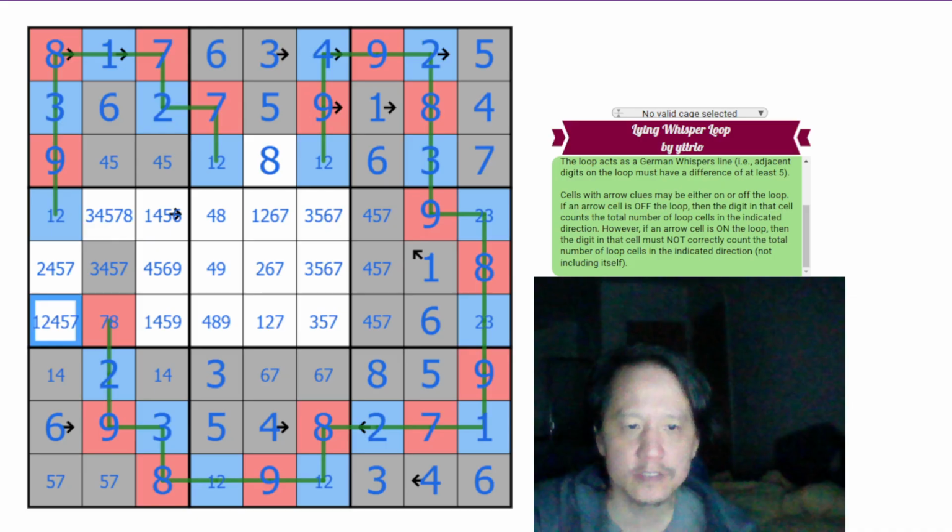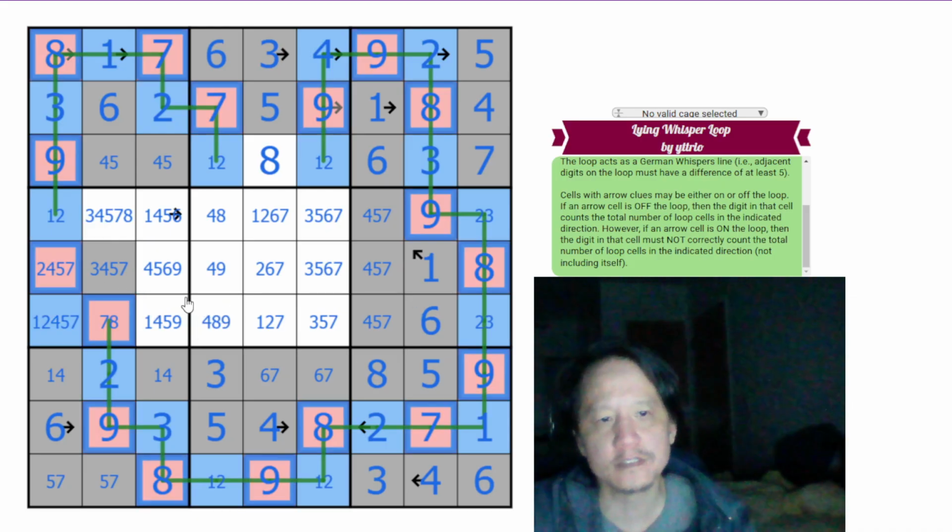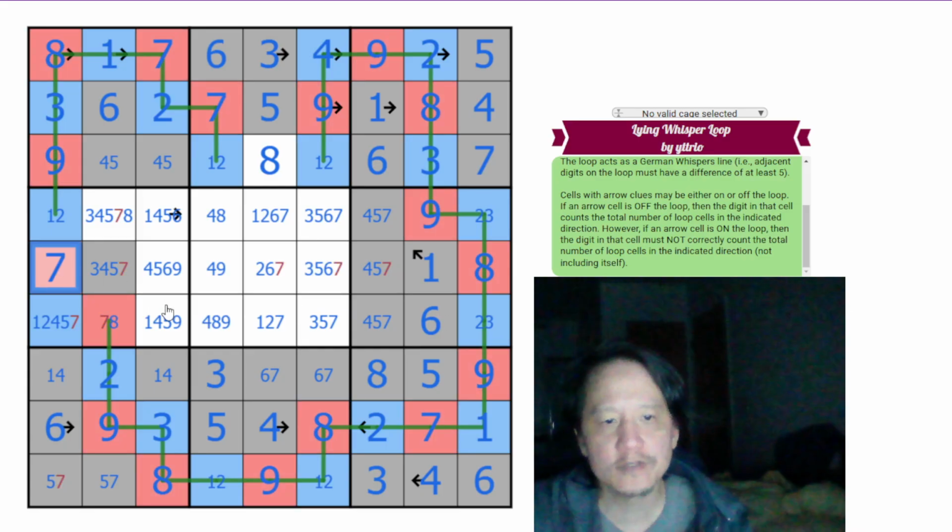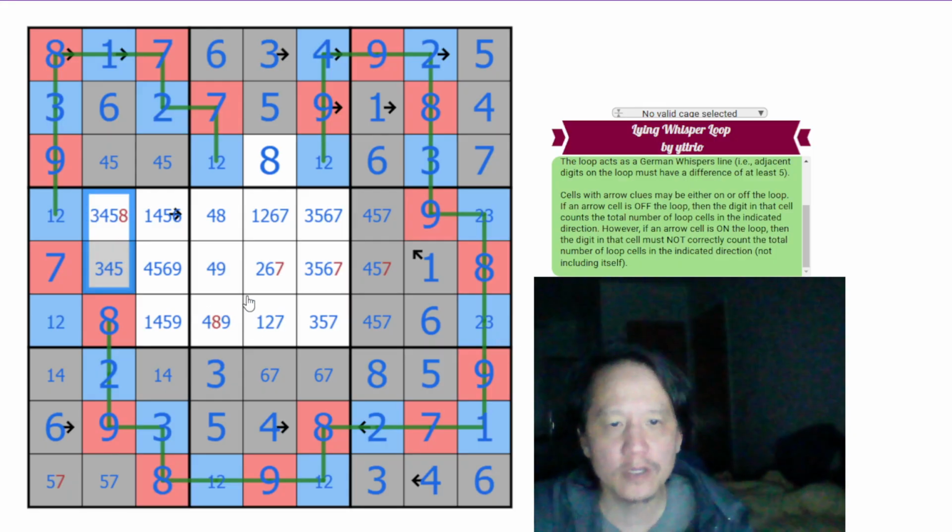So then this becomes blue. This is red, which means this is a 7. So we have a 7. This is not a 4 or 5 or 7, so this is 1 or 2. This has to be 8. So 7 can no longer be here. 7 can't be here. 8 can't be here or here. This is a 5. This is a 4. This is a 1. This is a 7. This can't be 1. This can't be 1.